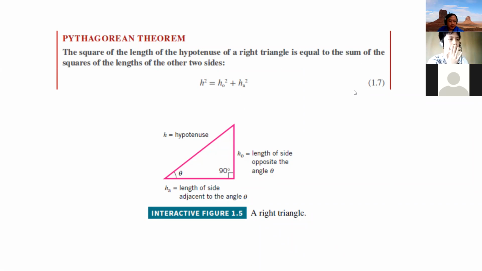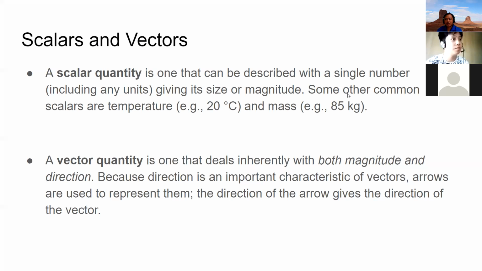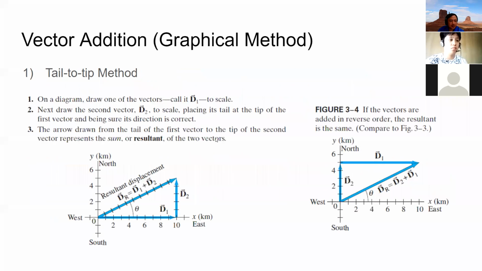So remember this. Okay, so scalars and vectors now. A scalar is one that is described with a single number or magnitude only, but it could have units, like temperature in degree Celsius or Kelvin, or mass, 85 kilograms. It could have units, but not direction. While a vector quantity has both magnitude and direction, and in the book it's usually drawn with an arrowhead that will give you the direction. Towards the positive x is positive, towards the positive y is positive, downward is negative, and so on. The sign will give you the direction. Okay, so that's vector quantity.